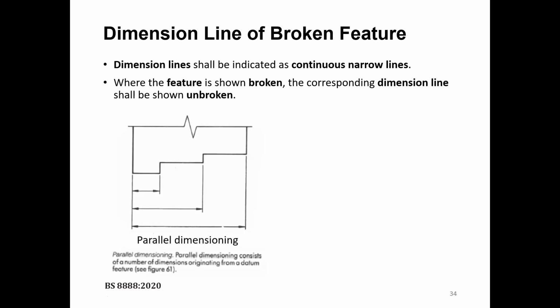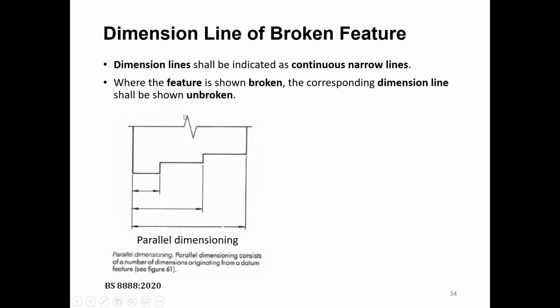So, the dimension line of a broken feature. If you have a broken feature, you still have a continuous narrow line for the dimensions. If the feature itself is broken, the dimension line is shown as unbroken. Maybe this is better shown by this drawing here. For example, consider this is only the bottom half of a part.